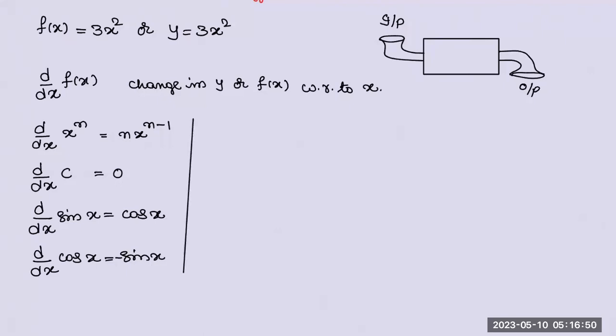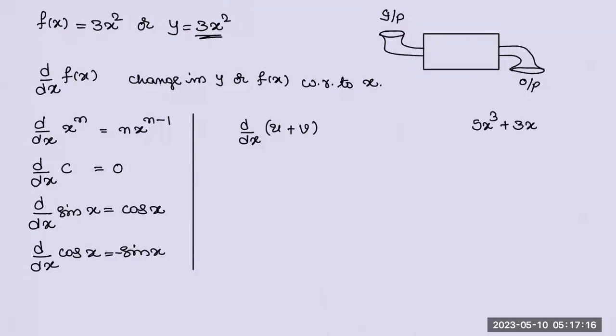Apart from these, we need to learn 2 more things. d by dx of two functions, u plus v. Sir, why are you using u and v? We could use f of x, g of x, but that is irritating. u and v is better. What is u? Assume u is equal to 3x square, or 5x cube, you take it. Plus v, 3x. Then this is u and v. It may not be positive, it can be negative also, no problem.